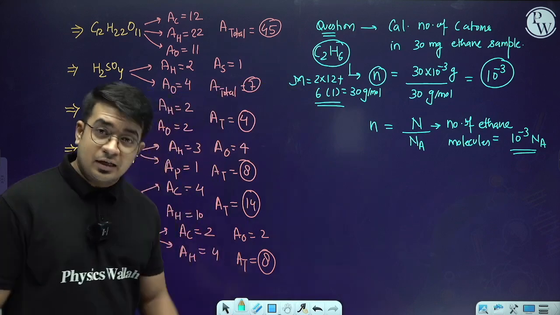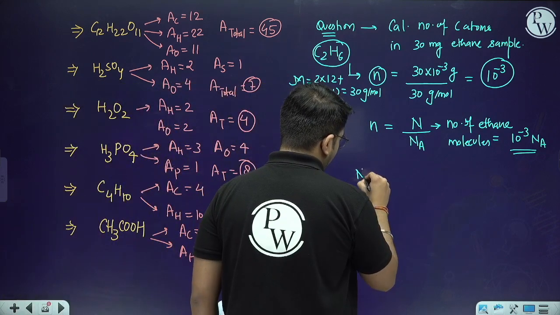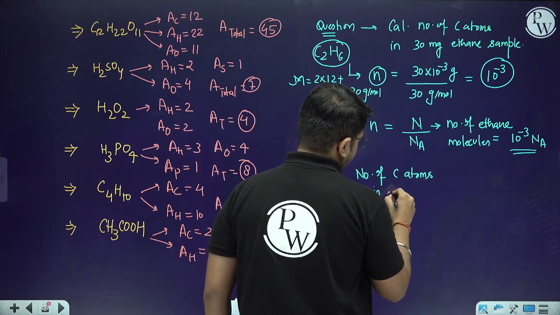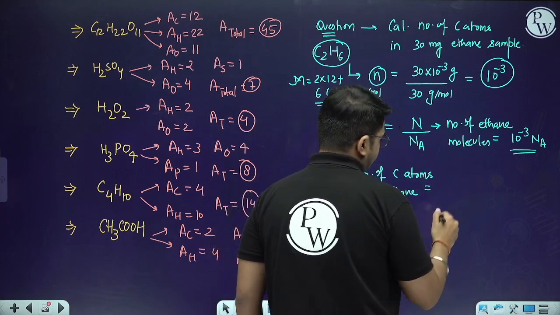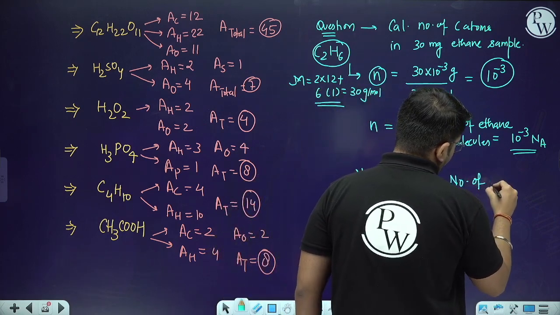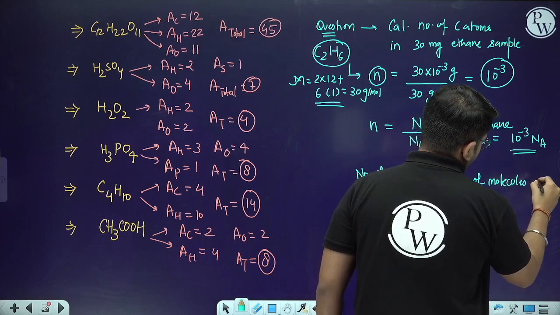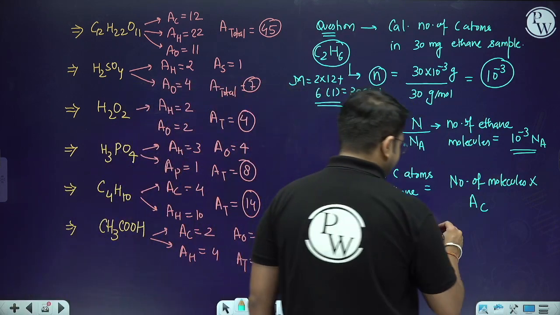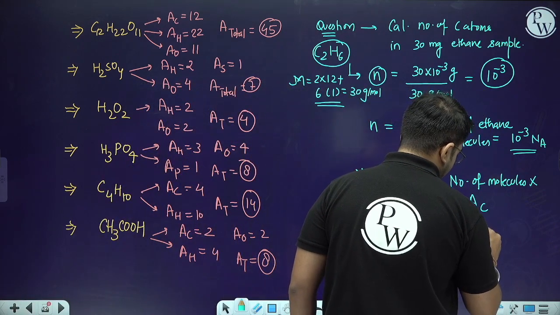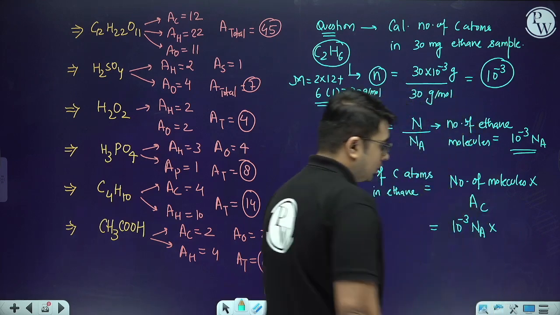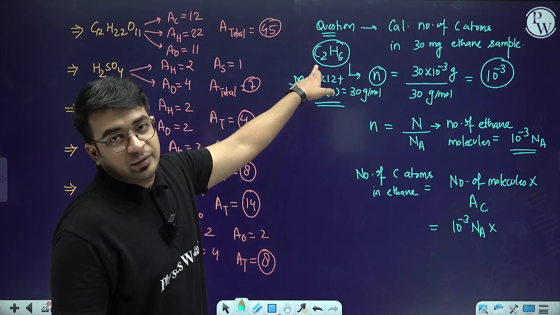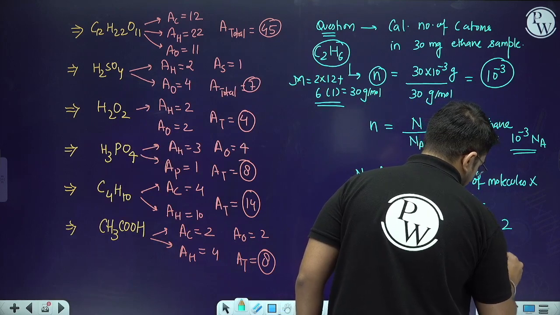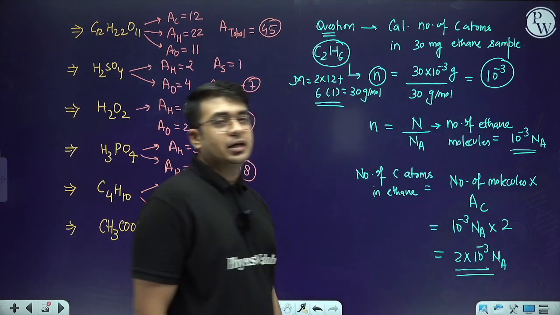Second part. Now, you know another thing, that the number of carbon atoms in ethane is the number of molecules multiplied by atomicity of carbon. Simple thing. So we have 10 raised to the power minus 3 Na, the total number of molecules, multiplied by atomicity of carbon in ethane, which is 2. So that will be 2 multiplied by 10 raised to the power minus 3 Na. And that's how you can simply calculate each and everything.